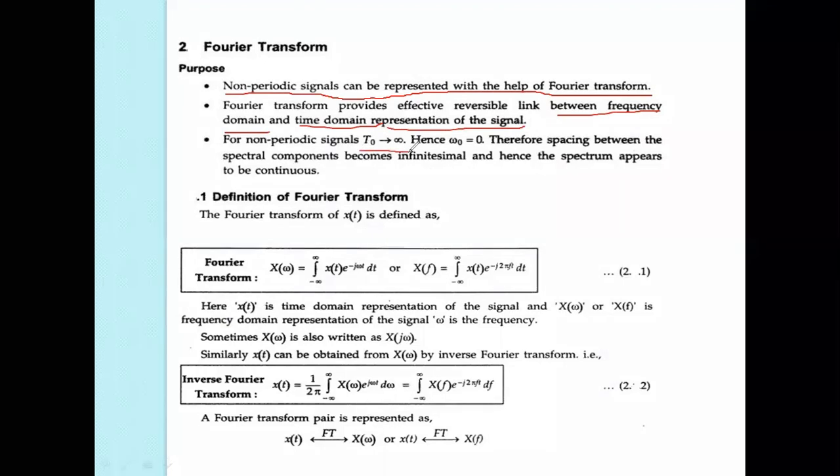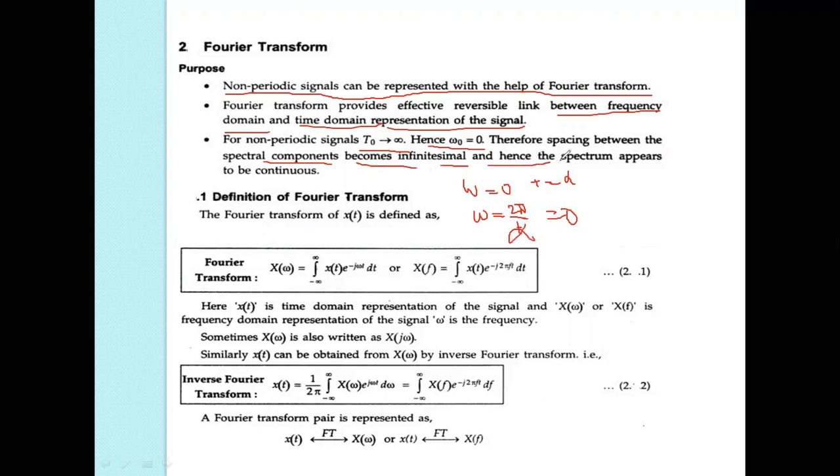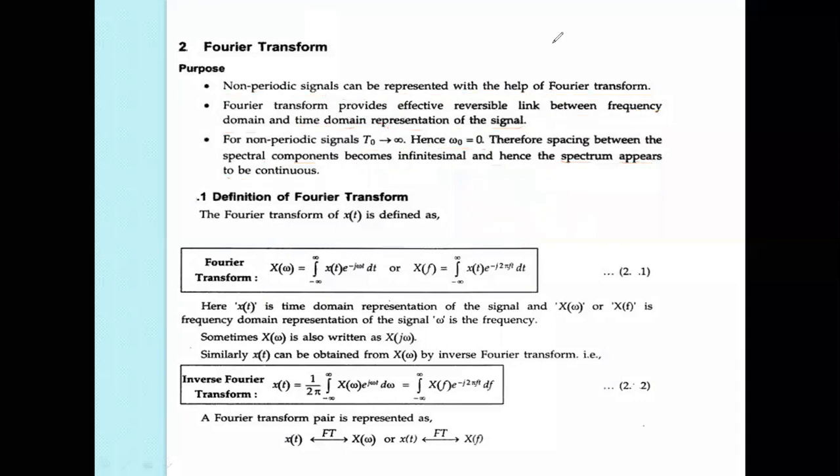For non-periodic signals, T naught tends to infinity as omega naught is equal to 0. Why is omega naught equal to 0? Because the frequency is 0, so definitely the time is infinite. Why? Omega is equal to 2 pi by T, the formula, or 2 pi f. As T tends to infinity, omega tends to 0. Therefore we get the magnitude spectrum and the phase spectrum.